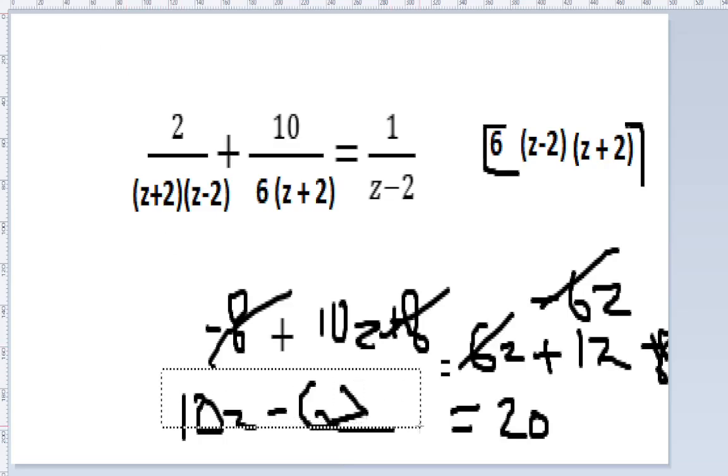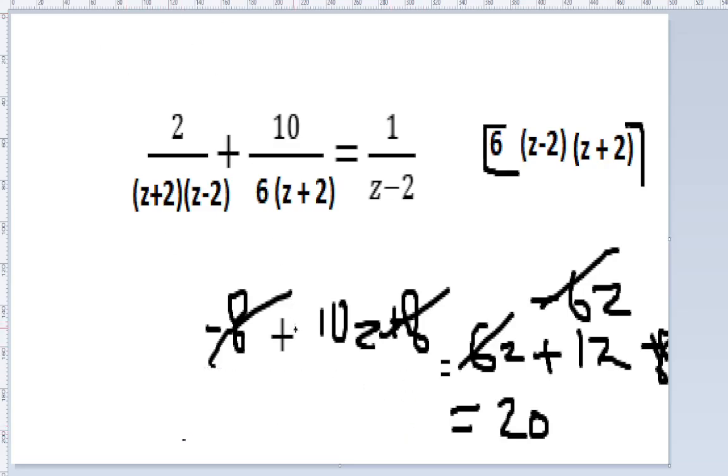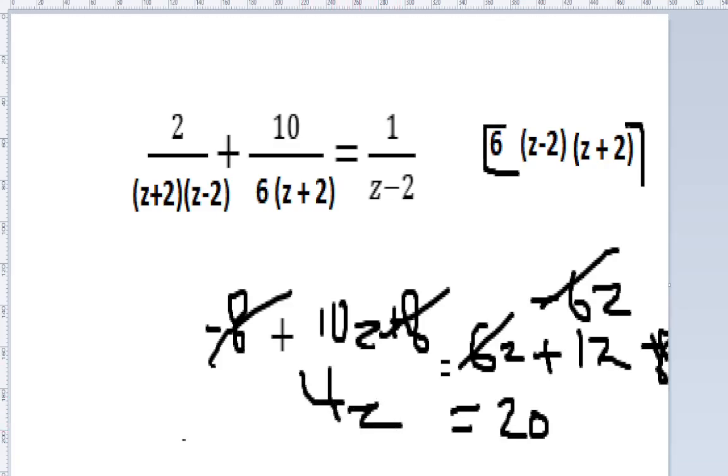And I think I got it wrong in our thing. I got 4z. And then to solve for z, I divide both sides. Or you might want to also get in the habit, instead of dividing both sides by 4, of multiplying them by the reciprocal, 1 over 4. It cancels here. 20 divided by 4 is 5. So z is equal to 5.